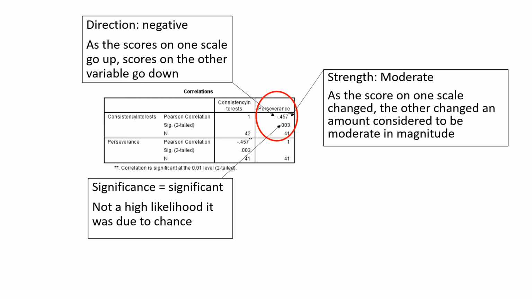Finally, significance indicates the degree to which this could have been just due to chance. Since lower is better, and more specifically a value under 0.05 is considered significant, there's not a high likelihood that this is due to chance.